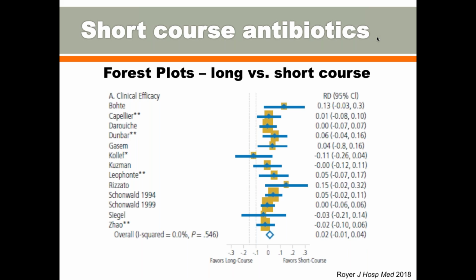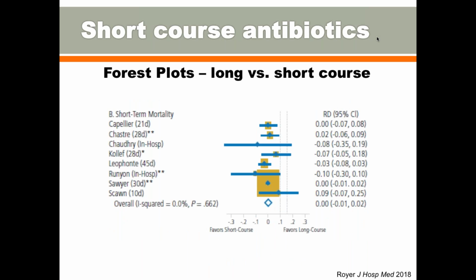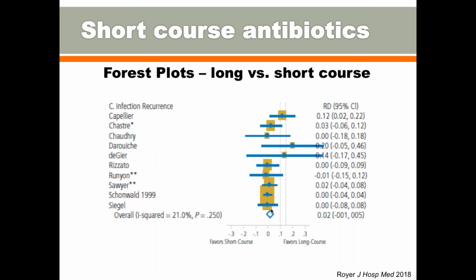This first one is clinical efficacy, and what you can see, if you look at the bottom of the slide, the little diamond there shows that there's no difference in clinical efficacy between long and short course antibiotics. Similarly, for short-term mortality, again, the little diamond at the bottom, no difference when you compare short versus long course antibiotics. And finally, the other outcome that they looked at in the study was infection recurrence. So again, same message, no difference in long versus short courses.